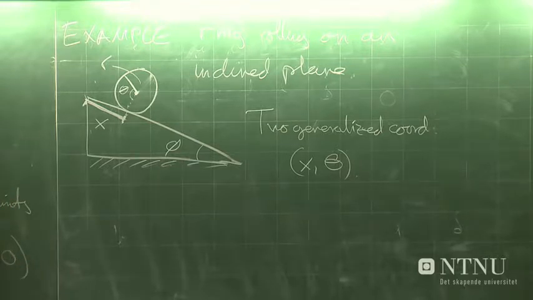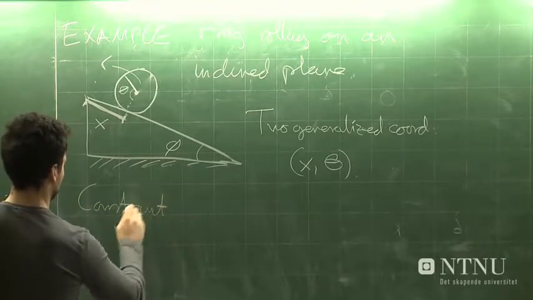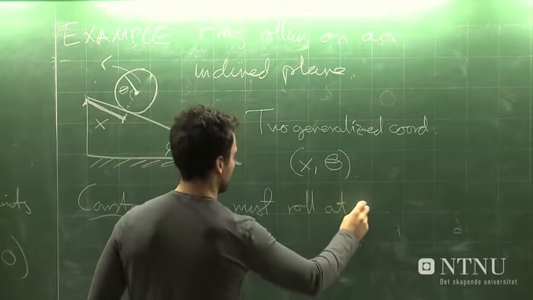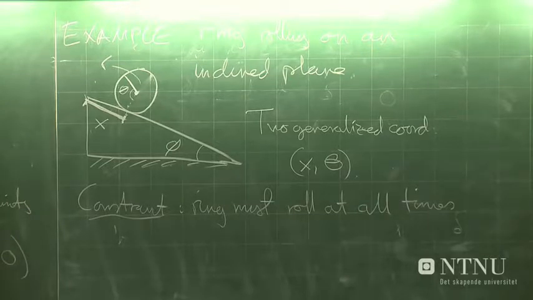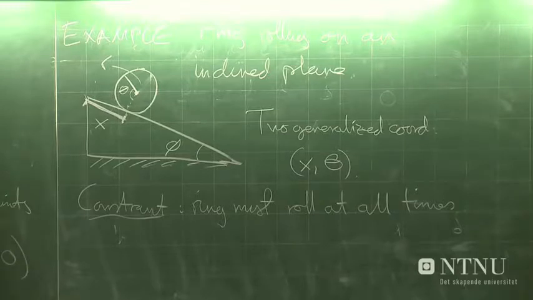We do have a constraint in the system. And the constraint is that the ring will roll. And this is to be contrasted with a situation where it only slips, where it just glides down the plane without rotating, for instance. So our constraint here is that it simply rolls down the inclined plane without ever slipping. So we need to write down this constraint equation in some way.